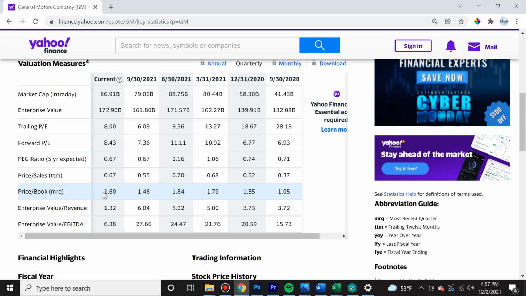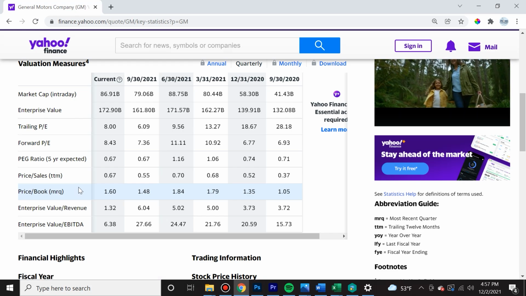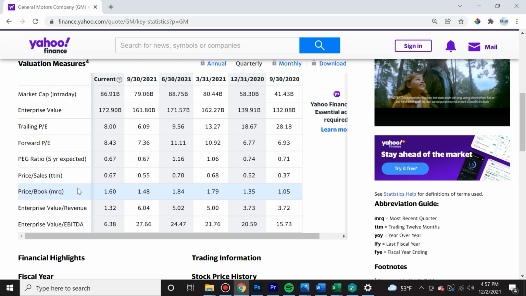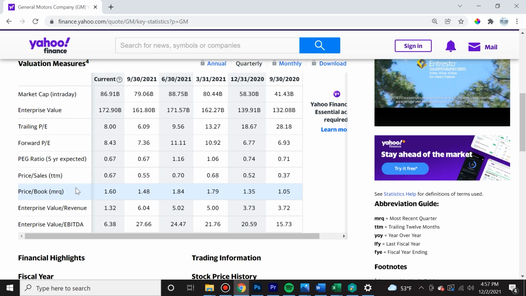So the reason that Ford might be right now trading at a higher PB multiple than GM is because their lineup for 2022, 2023 with their EV cars is very, very impressive. People are betting big on Ford and its new factories that it's building out, and they see it in a few years as being a small rival to Tesla, or at least a better rival to Tesla. And so people are willing to pay more right now when it comes to PB ratio for Ford.